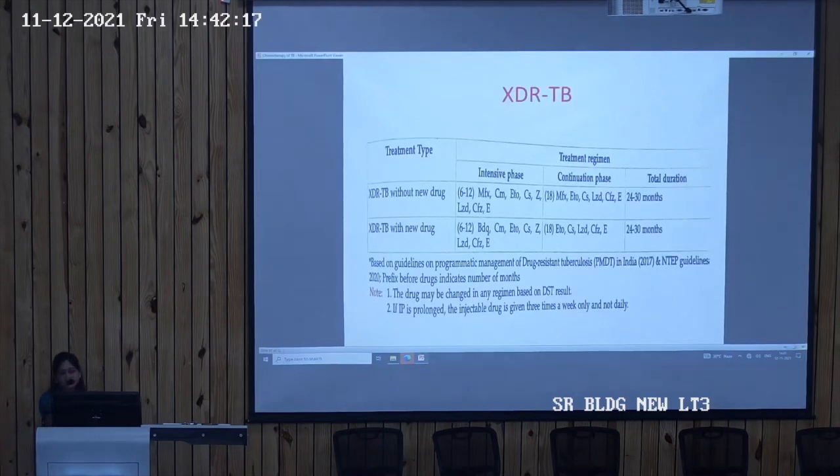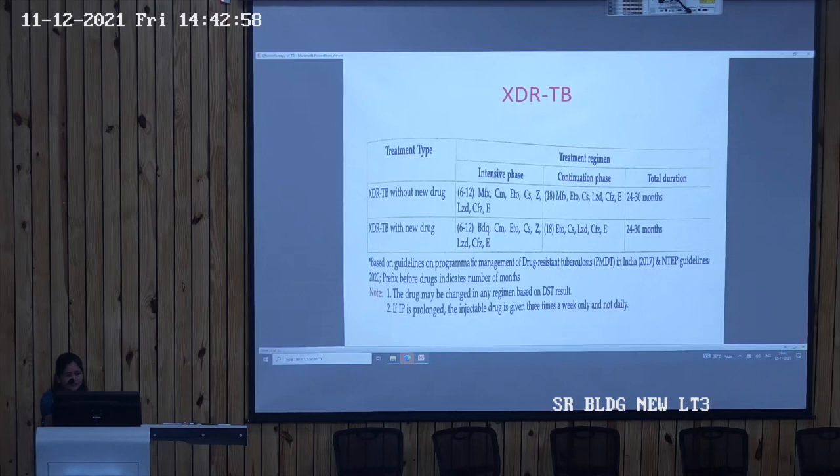Now again it is increased to 24 to 30 months. So total duration for XDR TB is 24 to 30 months, and you are giving 8 drugs here and 5 drugs. For 6 to 12 months, these 8 drugs, and for 18 months, these 5 drugs are to be given. So you will exclude those drugs for which it is resistant. Exclude these first line drugs for which it is resistant. Fluoroquinolone is excluded, and in injectables capreomycin can be given.